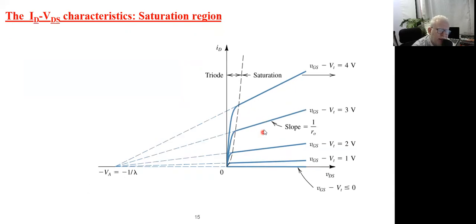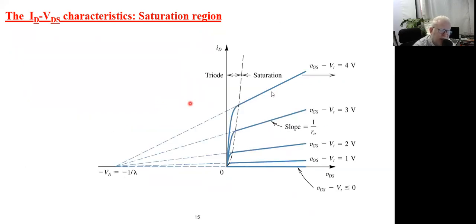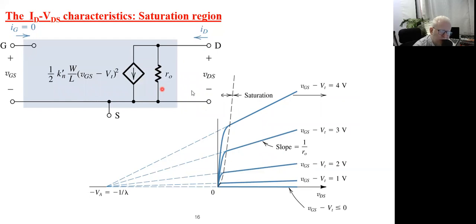Whenever this is a horizontal line, the slope is 0, and 1 over the slope is infinity. So this is an open circuit. Once there is a slope, then this R out starts to appear, as you can see. So this is the realistic model for the MOSFET in the saturation region.